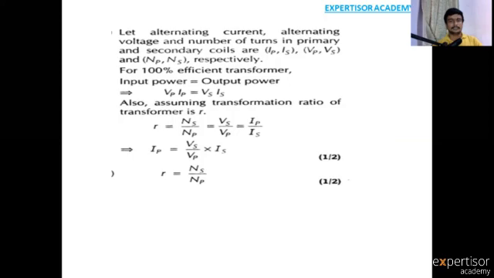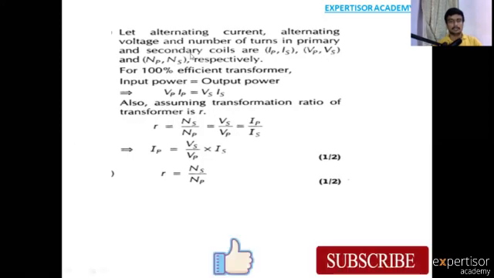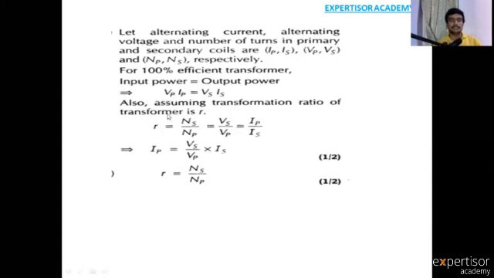Let the alternating current, alternating voltage, and number of turns in primary and secondary coils be IP, IS, VP, VS, NP, NS respectively. For a 100% efficient transformer, we have the relation input power is equal to output power. Power is equal to voltage into current, P is equal to VI. So by using that relation, VP IP is equal to VS IS.